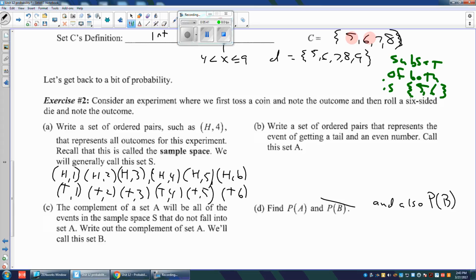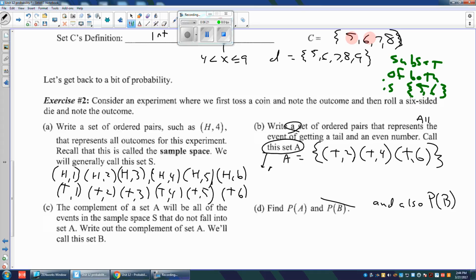Write a set of ordered pairs to represent an event of getting a tail and an even number. Call this set A. So we're going to do all of them. It doesn't say do all of them, but we're going to do all of them. Remember, we want the tails in a 2, tails in a 4, tails in a 6. It says call this set A. That means we have to put it in braces. If you call it a set, we have to have it in braces.